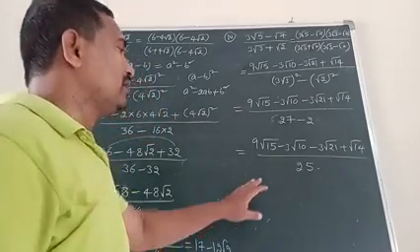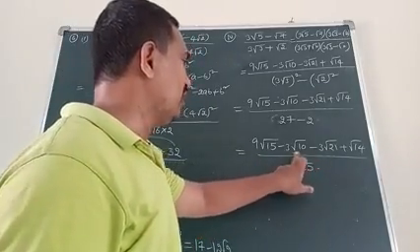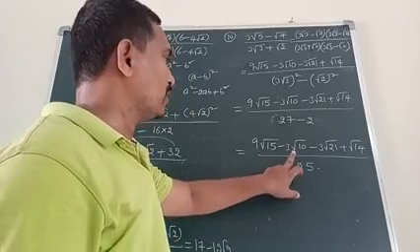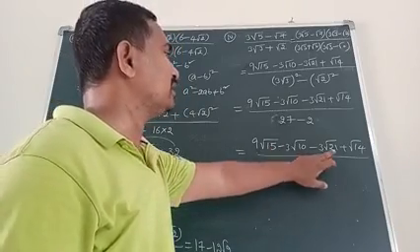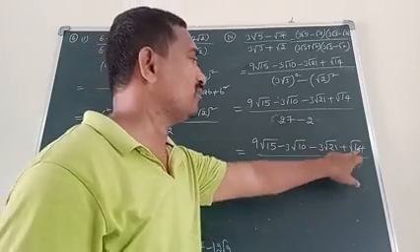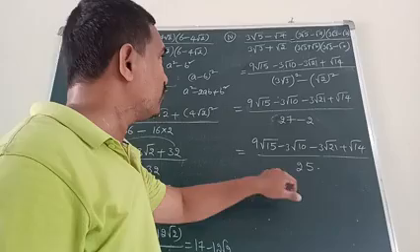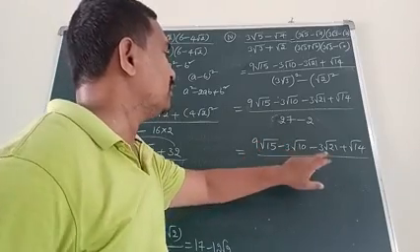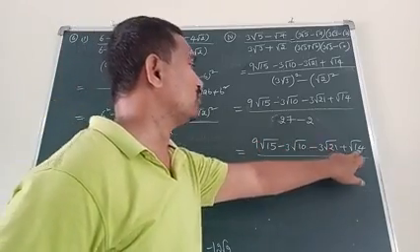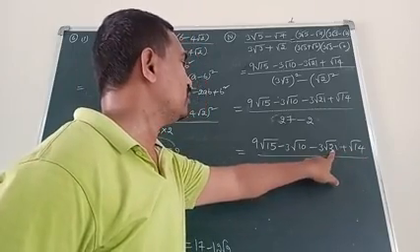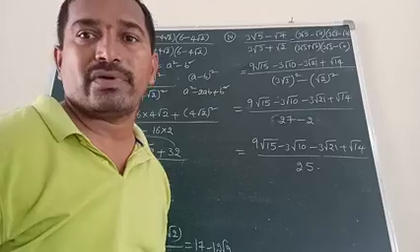Can you simplify any further? Is there any common factor for all terms? No. Here 9, 3, 3: 3 is a common factor for the first 3 terms. What about the last one? No. Here root 2 is a common factor, but here no. Okay, this is the simplified form.